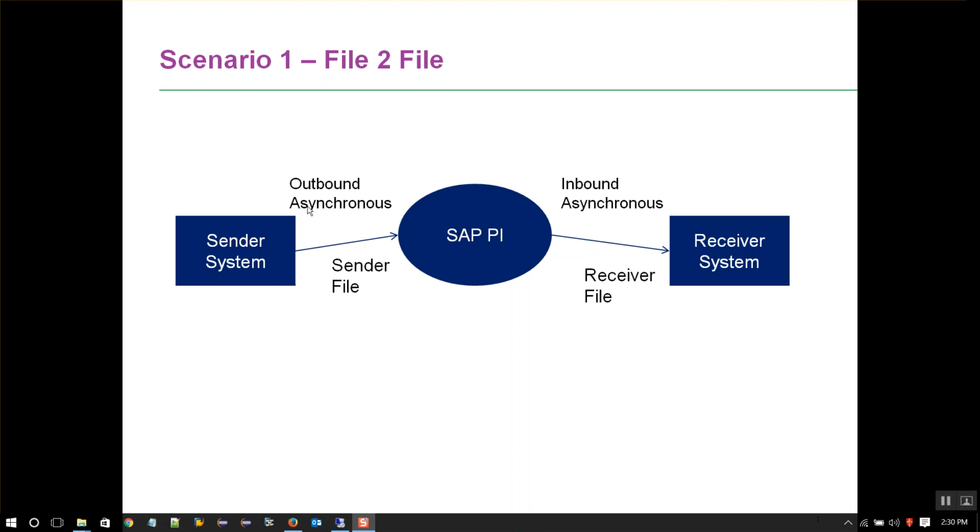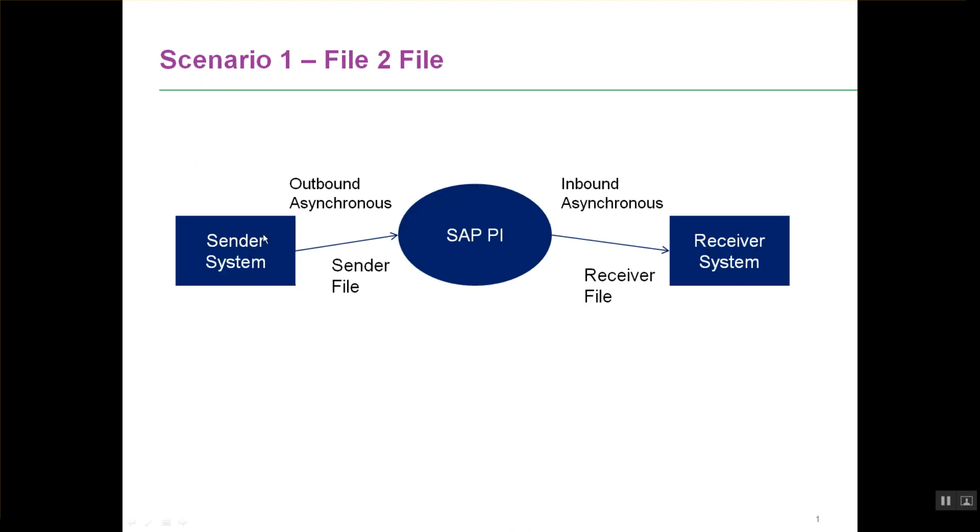What is the opposite of asynchronous? It is synchronous. A synchronous interface is an interface where the sending system will get a response back. So the first interface that we are looking at, the sending system is going to send the file to PI. It is not going to expect any response, and hence this is what we call an asynchronous interface.